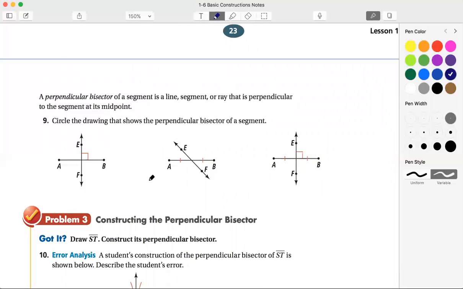All right, so what is a perpendicular bisector? It is a line or segment or ray that is perpendicular to the segment at its midpoint. So a perpendicular bisector does two things. Bisector, it cuts it in half, and it is perpendicular. So circle the drawing that shows a perpendicular bisector. It must do two things. This one is only perpendicular. This one is only a bisector. This one is both perpendicular and a bisector.